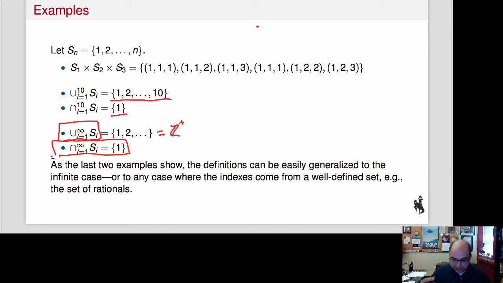So this is great. We can now take unions over very large sets, right? I mean, we could even take a union over the set of rationals, right? We're not going to do that in this class, but you can see how this can be very nicely extended.